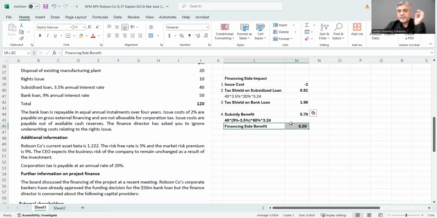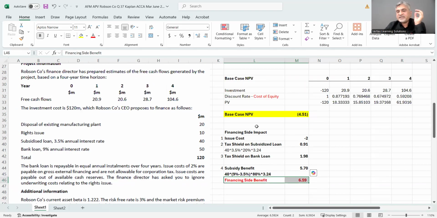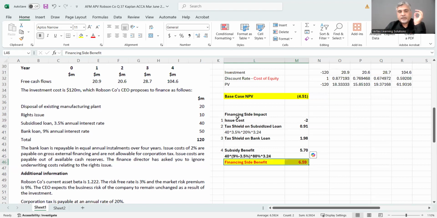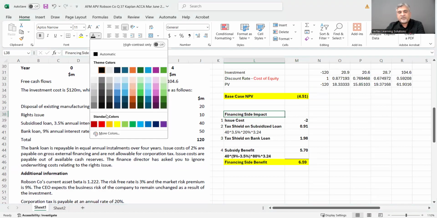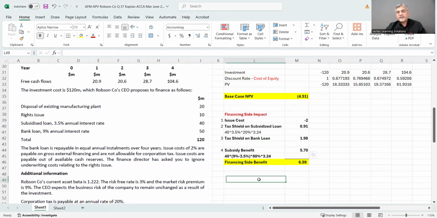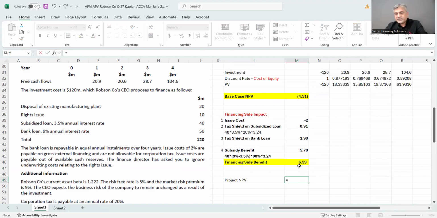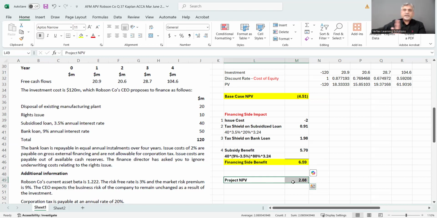So what does that mean? It meant that if I start the project with my own money, the project has a 4.51 million negative NPV. But because I'm going to do some financing and the benefit of financing itself is 6.59, I say project NPV. So project NPV will be 6.59 minus 4.51, plus, because there was a negative sign there. So it's 2.08 million. We say, oh, let's do the project.